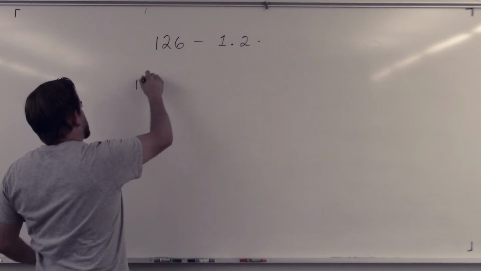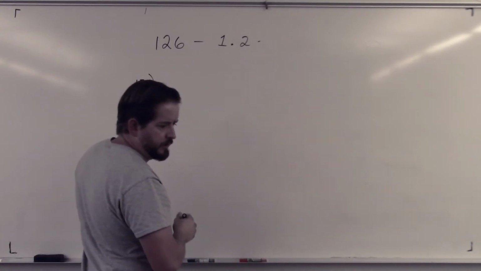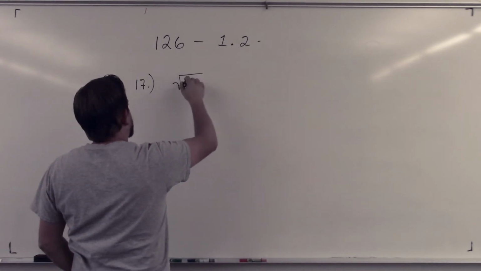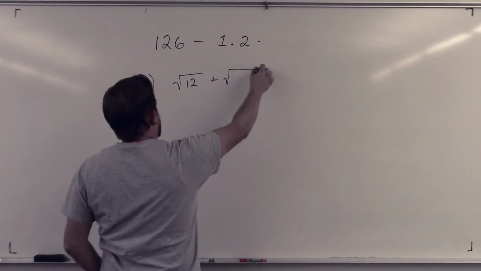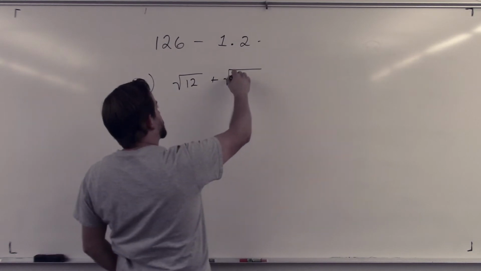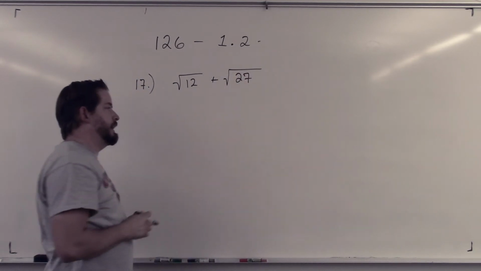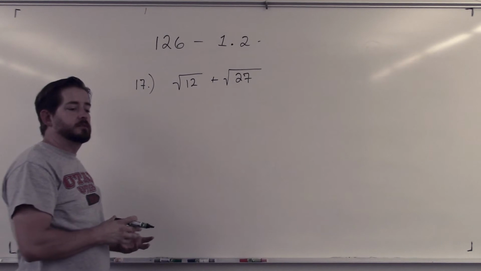Seventeen says, evaluate the expression, and we're given the square root of 12, and added to that the square root of 27. I can't add radicals together unless they're the same radical, right?